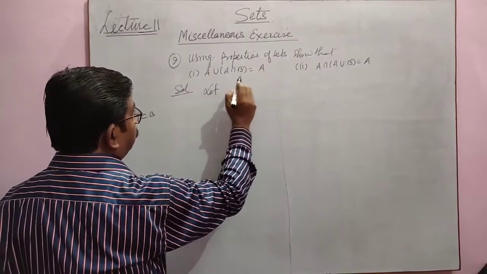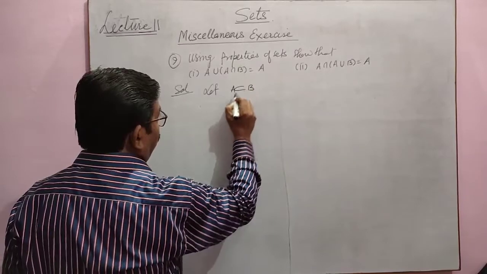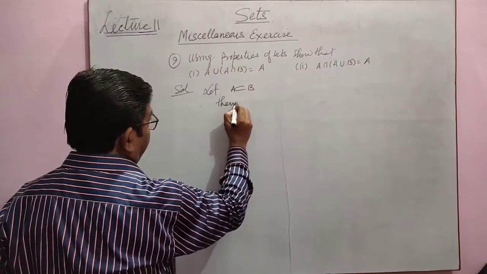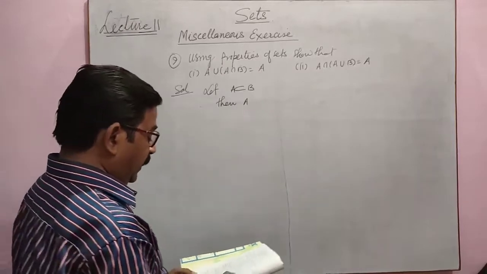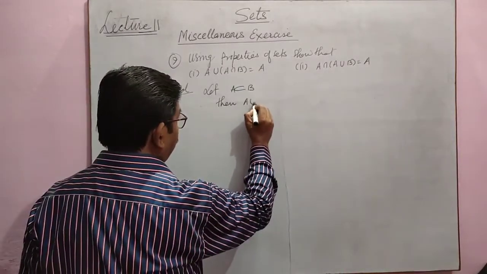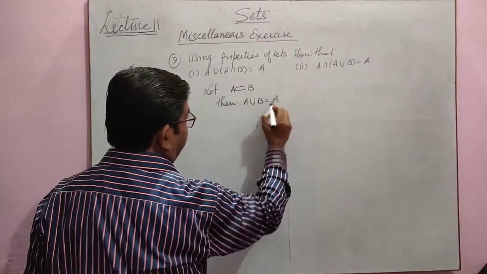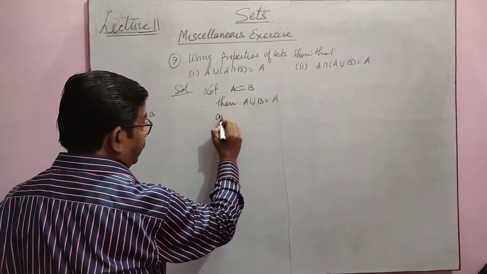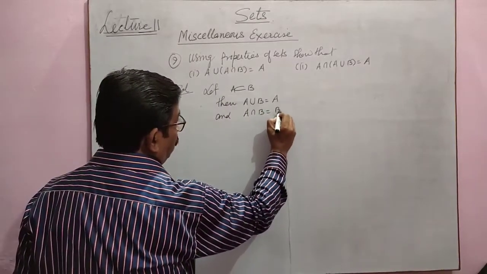See, let A be a subset of B, then we can write A union B. A union B is equal to what? A. And A intersection B is equal to what?